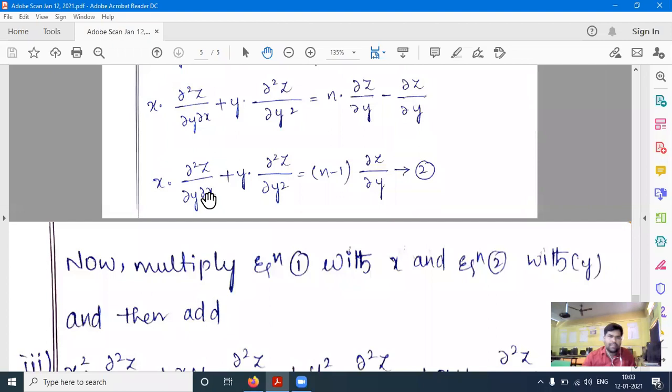So x into ∂²z/∂x∂y plus y into ∂²z/∂y² is equal to (n minus 1) into ∂z/∂y. So this is equation number 2.